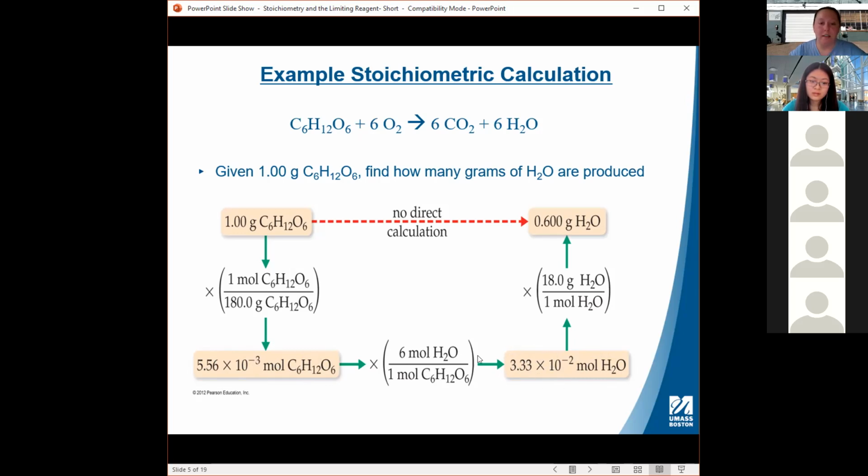And it makes sense that this number, this moles of H2O, should be bigger than our moles of sugar because we're multiplying it by 6. In our chemical equation, 1 mole of sugar makes 6 of H2O. So our H2O moles should be bigger than our sugar moles. Okay, but we can't stop at moles because our question says find how many grams of H2O are produced. So we need to convert moles back to grams.